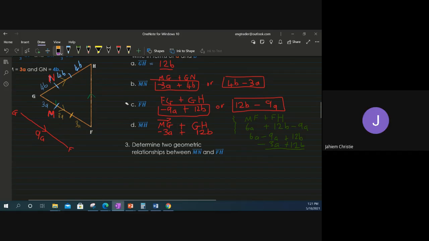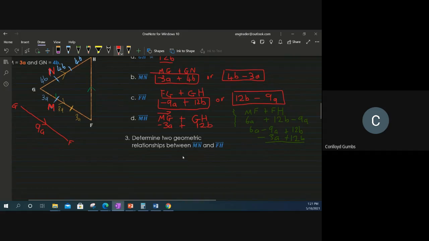Okay? So the next one here now, we need to see if they have geometric relationships. So whenever we're doing something like this, we're trying to figure out, one, are they scalar multiples of each other? And then after that, we have to determine whether they're parallel or collinear. So the next thing is whether one is two times the size of the other, 3 times the size of the other, etc.